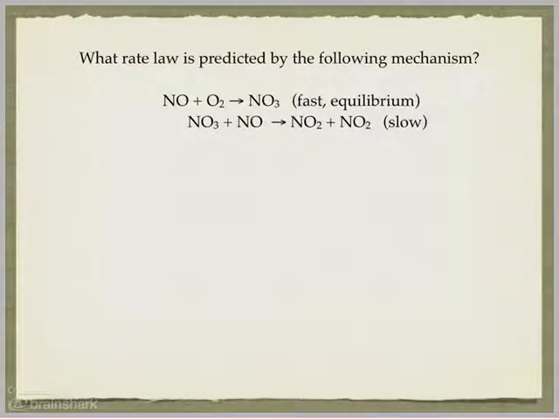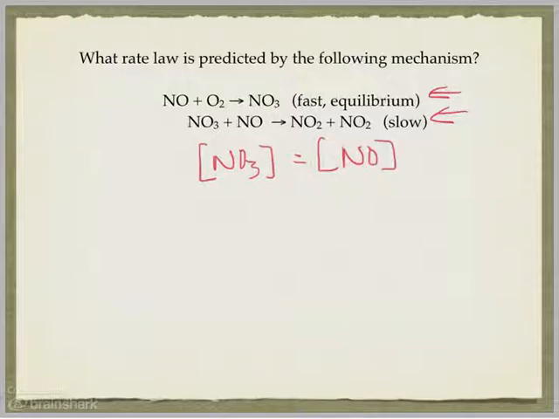So let's try another type of example. Again, if you look at this, you'll notice that you have an initial fast step that's at equilibrium, and then you have a slow step as well. First thing is to figure out what the rate law expression is going to be that you can then substitute into your slow step. So it's just basically going to be, you have NO3 and it's going to be equal to the NO and the O2. Just get rid of the plus sign. So now write out your rate law for your slow step.